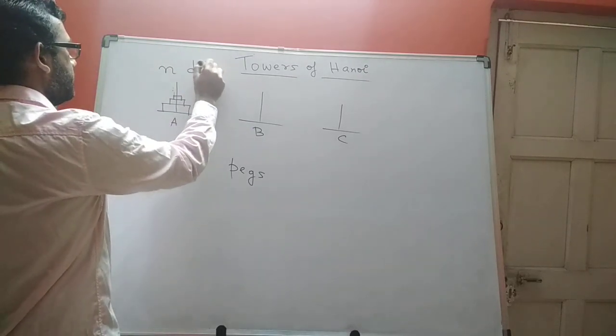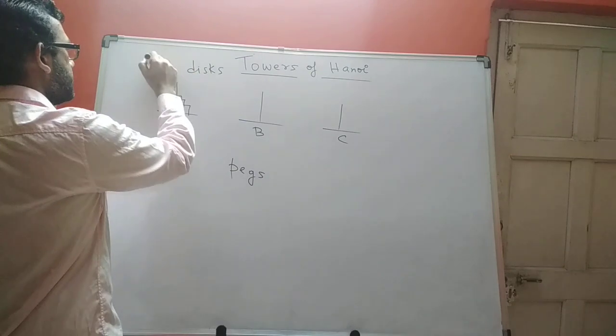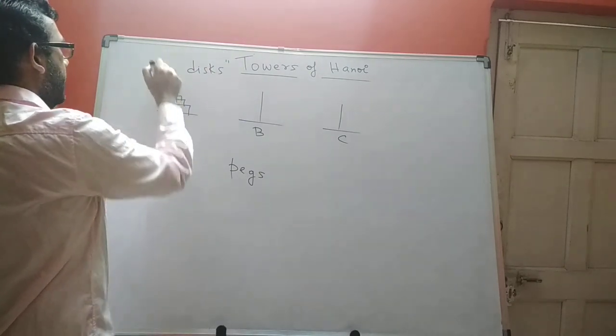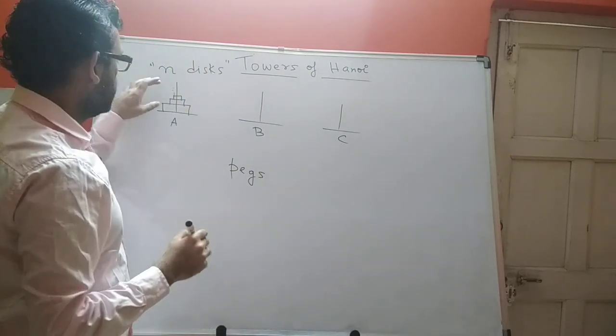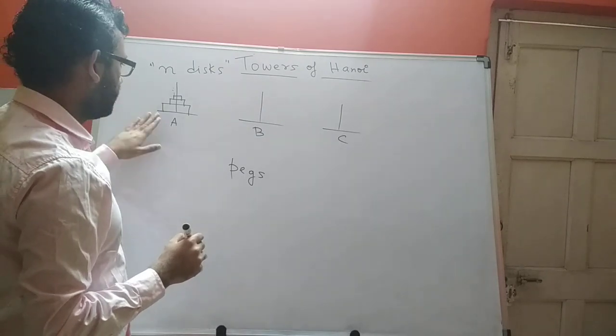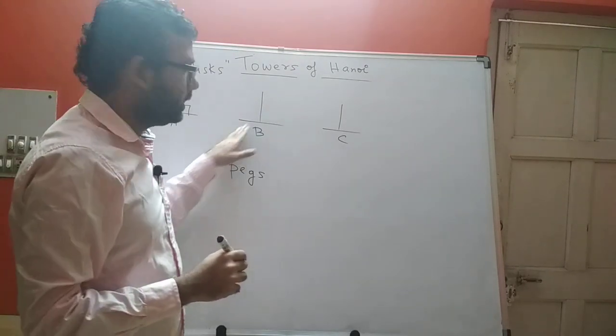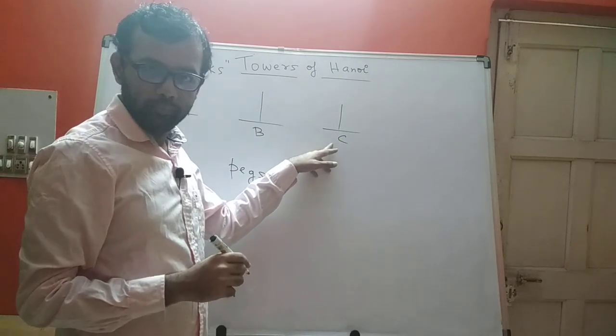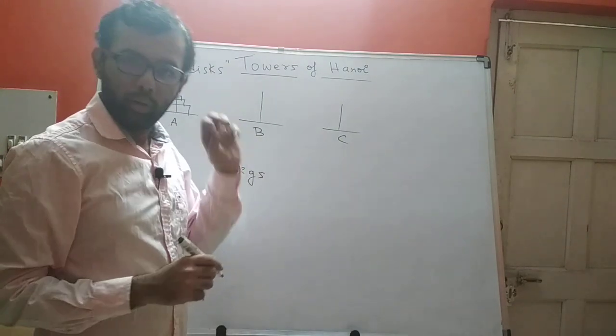N number of discs will be present on peg A, and you will have to transfer these n discs from peg A to peg B with the help of peg C. This is the Towers of Hanoi problem.